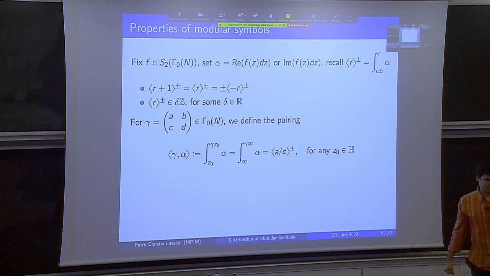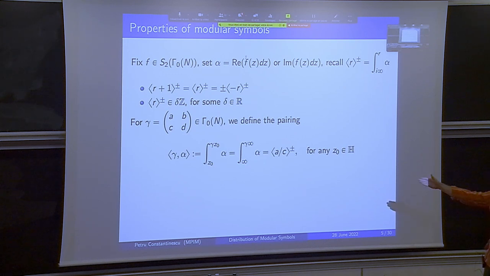And now, if we fix a matrix gamma, I look at this pairing between an element of the group and my one form, and it's just the integral between z and gamma z. It doesn't matter what you put there, because the hyperbolic plane is simply connected, and alpha is gamma invariant. So it doesn't matter what z is, it's just the integral along the path. This is a circular path between z and gamma z. If gamma is (A B; C D), then gamma infinity is given by A over C. So in other words, the modular symbol A over C is the pairing between gamma and alpha, where gamma is (A B; C D).